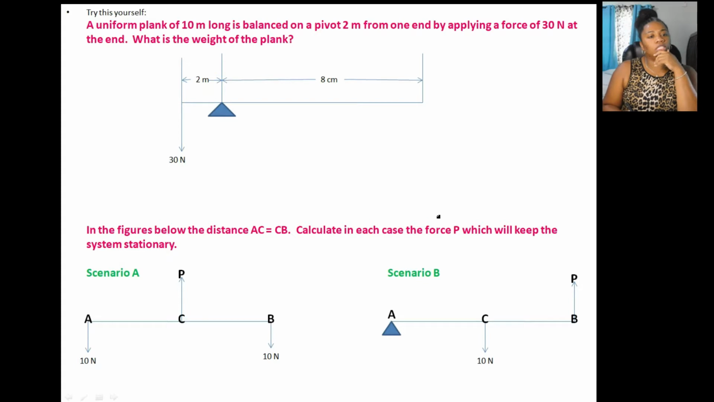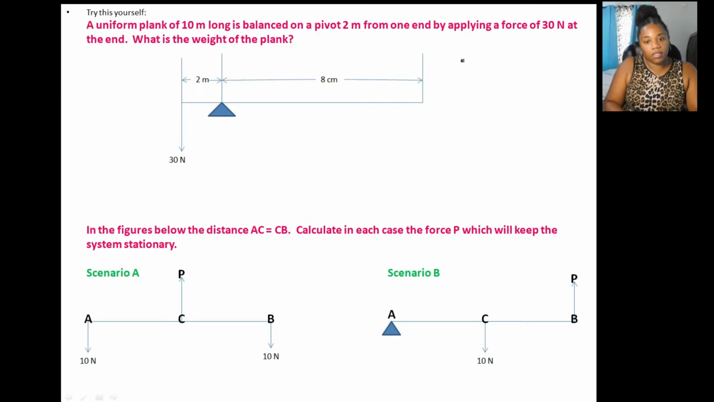Now let's try these. It says a uniform plank of 10 meters long is balanced on a pivot 2 meters from one end by a planar force of 30 newtons at the end. What is the weight of the plank?